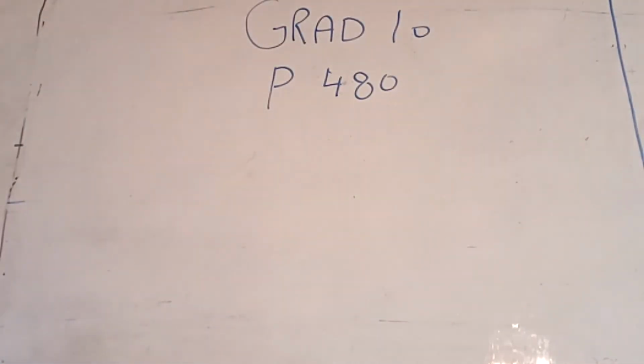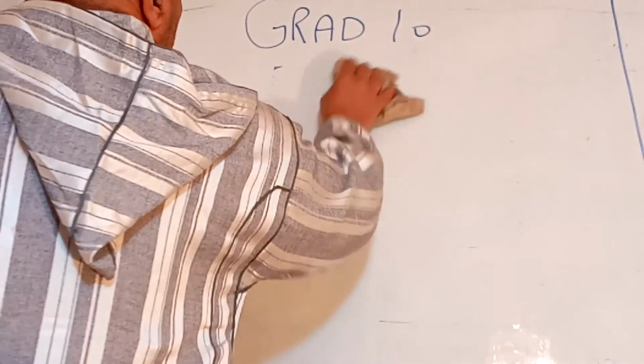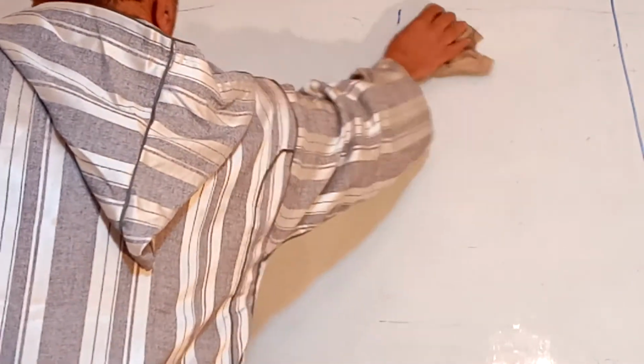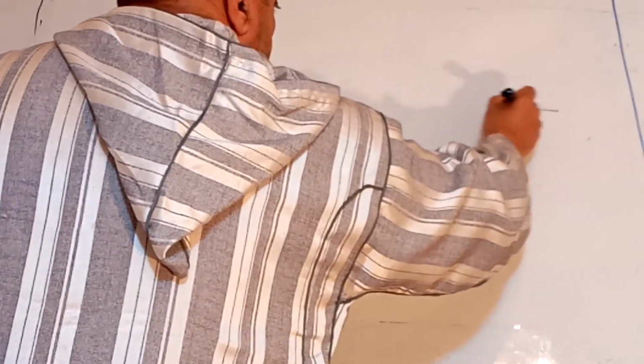This is grade 10, page 480. Open the book on page 480 and note the difference between the sine graph and the cosine graph. The difference will be mainly like this.